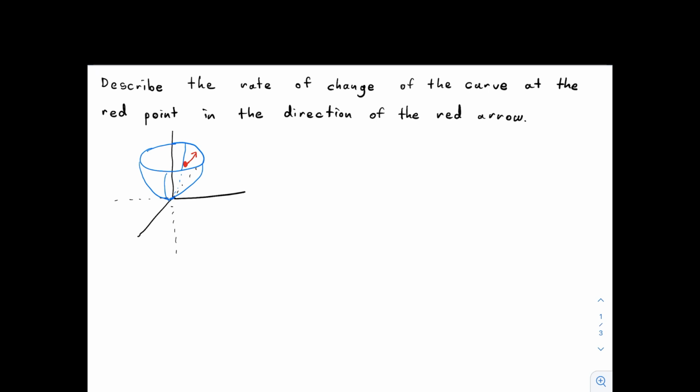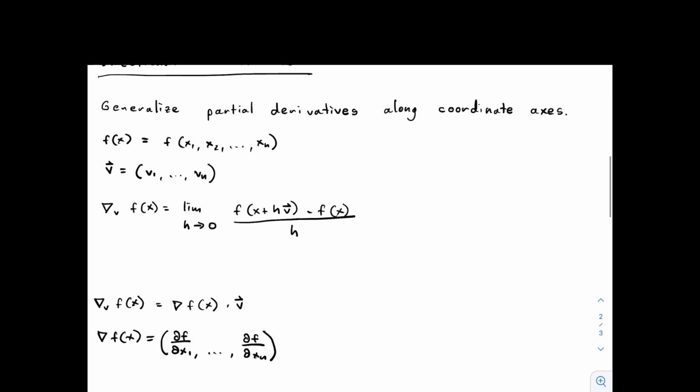Jumping to the concept for today's video, the key concept that will allow us to solve the problem posed at the introduction to this video is that of the directional derivative. The directional derivative generalizes the idea of partial derivatives along the coordinate axes and the gradient, and allows us to consider the rate of change in arbitrary directions.